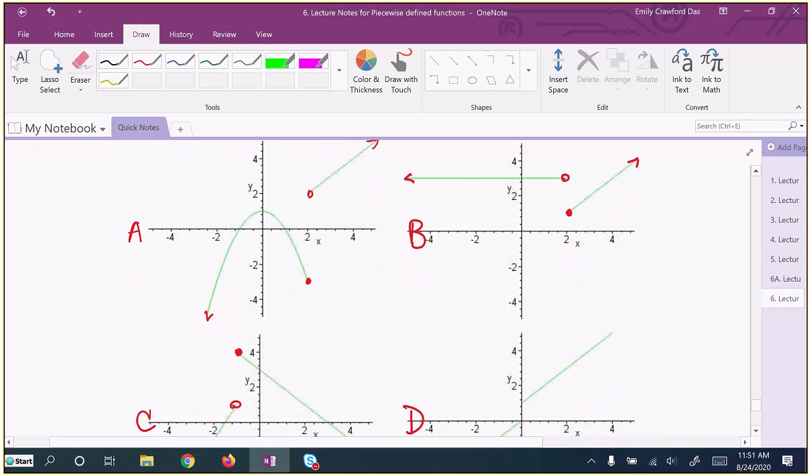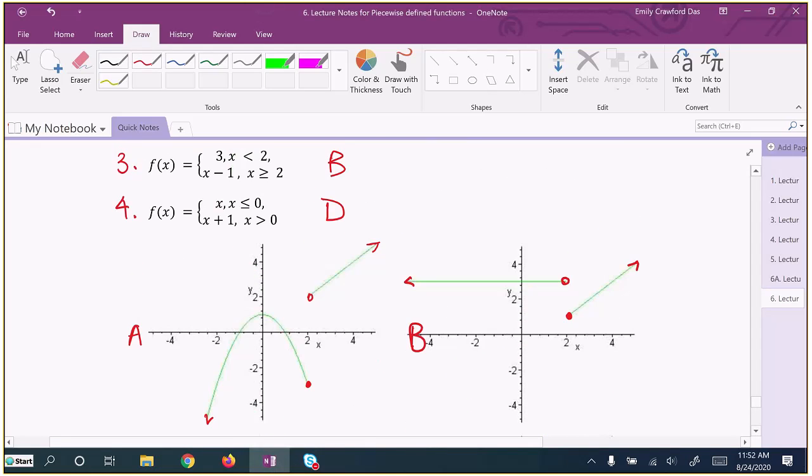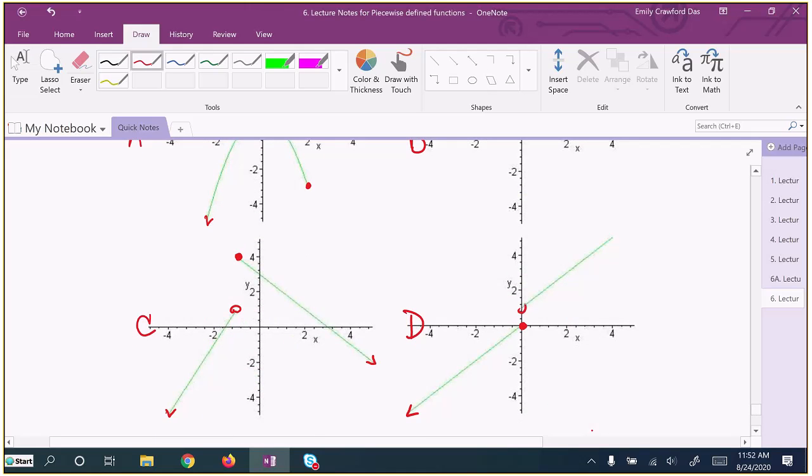And let's take a look here. We have x when x is less than or equal to 0, closed dot and arrow, and we have x plus 1 when x is greater than 0, open dot and arrow. So that looks exactly right.